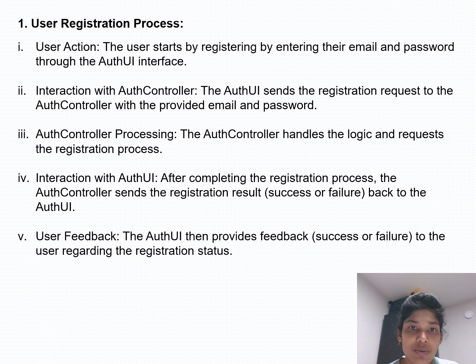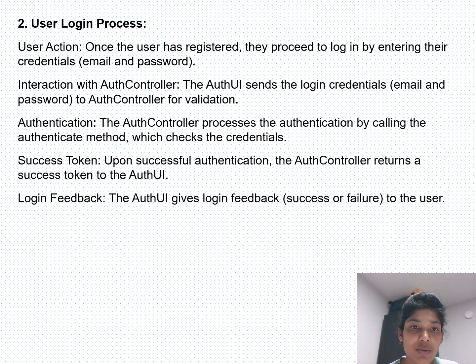And next, this is the user registration process. User registers via authentication UI, submitting email and password. Authentication controller validates with Firebase, returning success or failure feedback to the user. Next, this is the user login process. In this, login involves entering credentials validated by the authentication controller via Firebase. Successful authentication grants home screen access with user feedback.